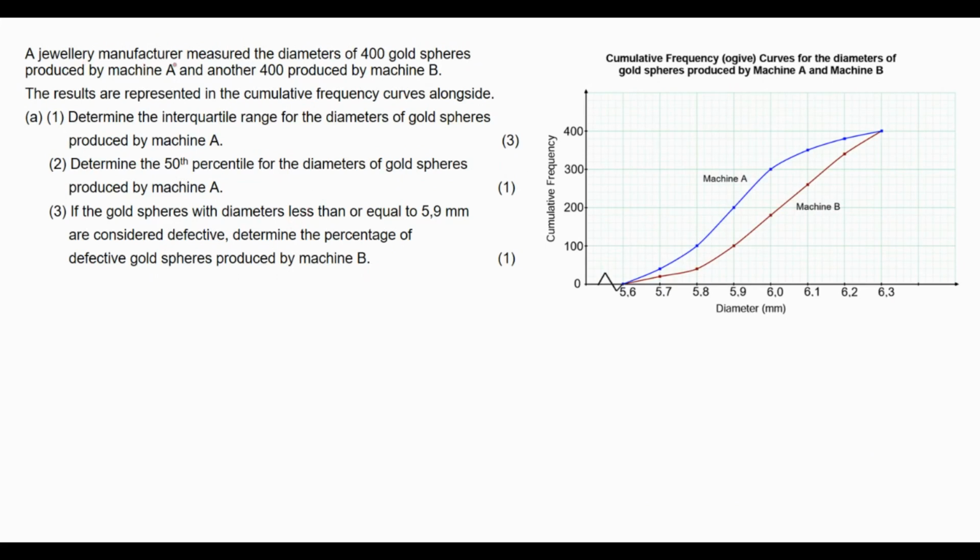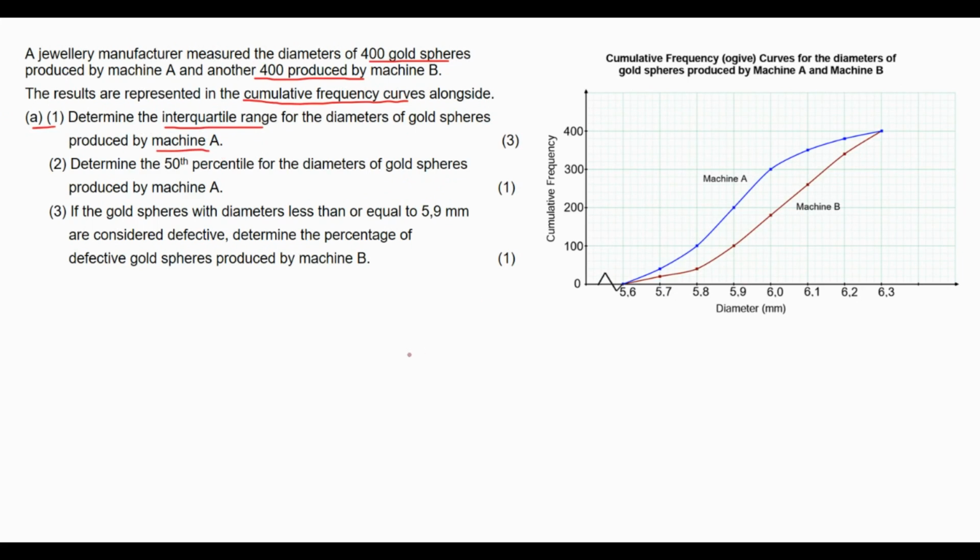A jeweler manufacturer measured the diameters of 400 gold spheres produced by machine A and another 400 produced by machine B. The results are represented in the cumulative frequency curves alongside. 1A1. Determine the interquartile range for the diameters of gold spheres produced by machine A.